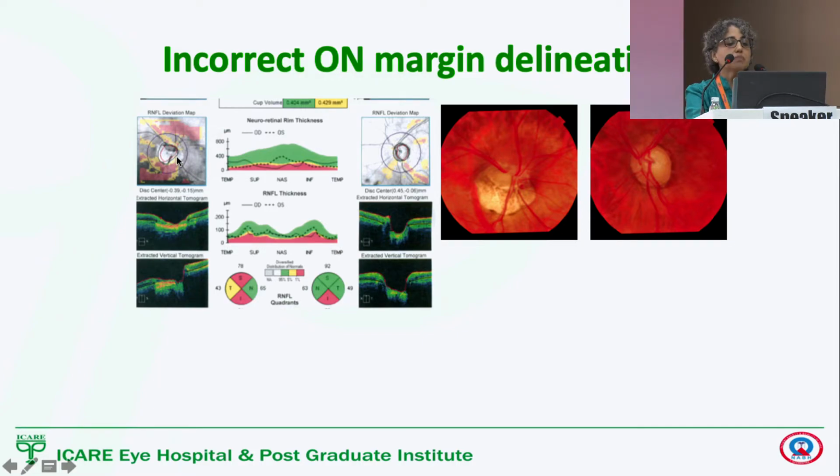But the machine has picked up the disc margin as this large area. Can you see the pink and the black line that it's taken as the disc margin? So this is important. See? This is not the disc margin. Disc margin is here, right?